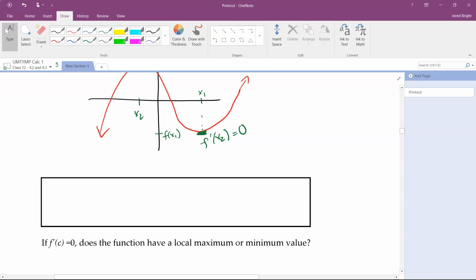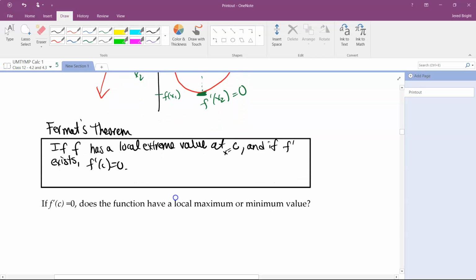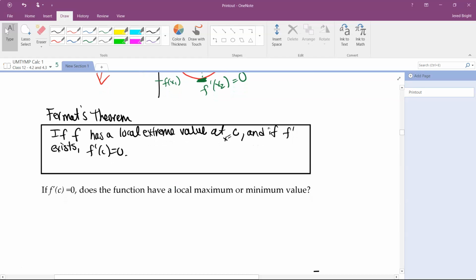Okay, and the result is captured in the next theorem. In Fermat's theorem, if f has a local extreme value, again, that's either local min or local max, at x is equal to c, and we know that the derivative exists, then the derivative is 0 at that extreme value. Okay, so that's interesting. Now, the only thing is that the reverse is not necessarily true. If f prime at c is equal to 0, that doesn't necessarily mean it has a maximum or minimum.